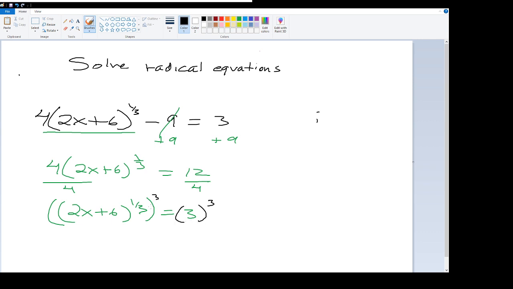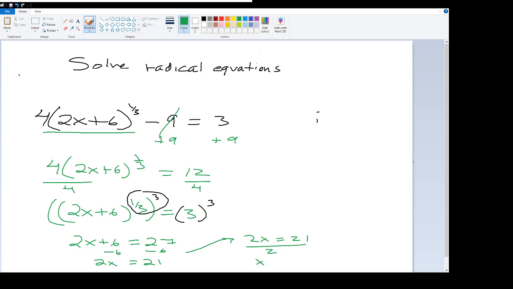Everything, because remember that when we have an exponent raised to another exponent, I can simply multiply those two. So I would get 2x plus 6 is equal to 3 to the 3rd. 3 times 3 times 3 is 27. Minus 6, minus 6. 2x is equal to 21. And so 2x equals 21. Divide everything by 2. x equals 21 over 2, or 10.5.